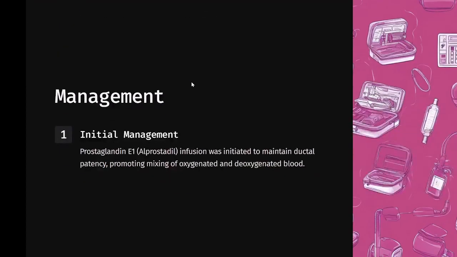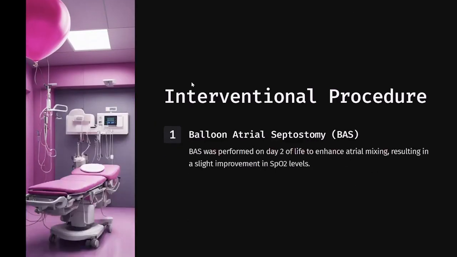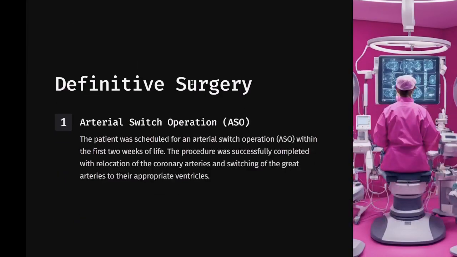Management. Initial management: prostaglandin E1 alprostadil infusion was initiated to maintain ductal patency, promoting mixing of oxygenated and deoxygenated blood. Interventional procedure: balloon atrial septostomy was performed on day 2 of life to enhance atrial mixing, resulting in a slight improvement in SpO2 levels. Definitive surgery: the patient was scheduled for an arterial switch operation, ASO, within the first 2 weeks of life. The procedure was successfully completed with relocation of the coronary arteries and switching of the great arteries to their appropriate ventricles.